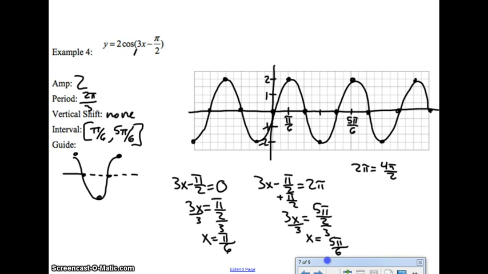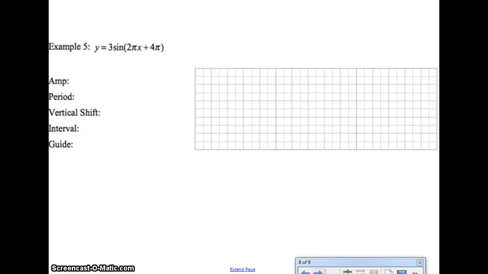All right, let's look at another example that has a lot more going on. My amplitude here is the number out in front of sine, that's 3. My period is 2 pi over whatever x is being multiplied by. Here x is being multiplied by 2 pi, so 2 pi over 2 pi is 1. There's still no vertical shift because there's nothing being added or subtracted.